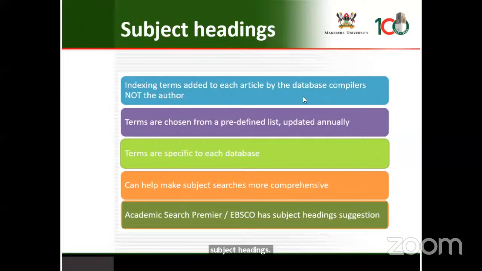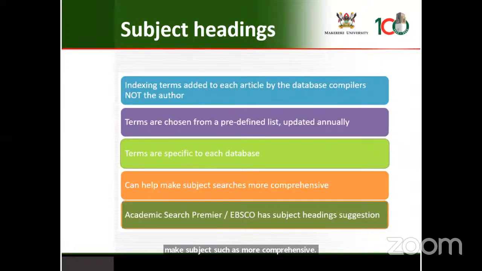These are index terms that are added to each article by the database compilers. The terms are chosen from a predefined list and it is updated annually. The terms are specific to each database. They can help make subject searches more comprehensive.